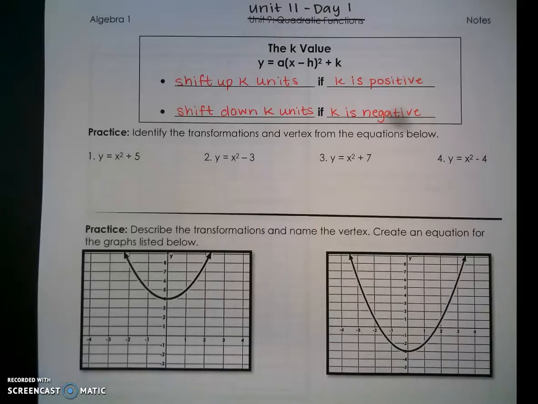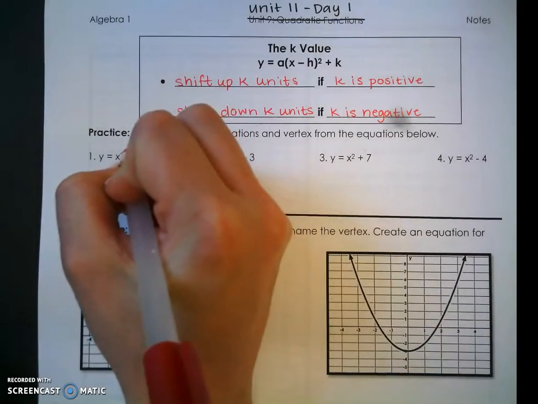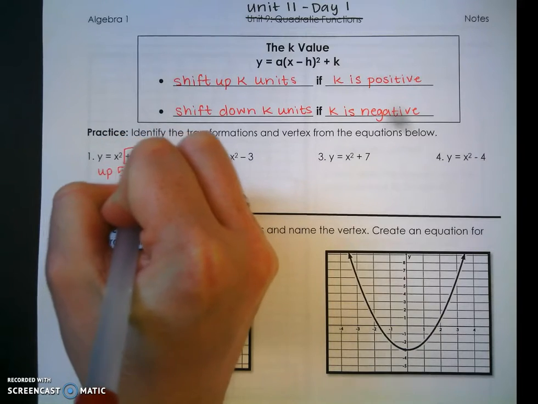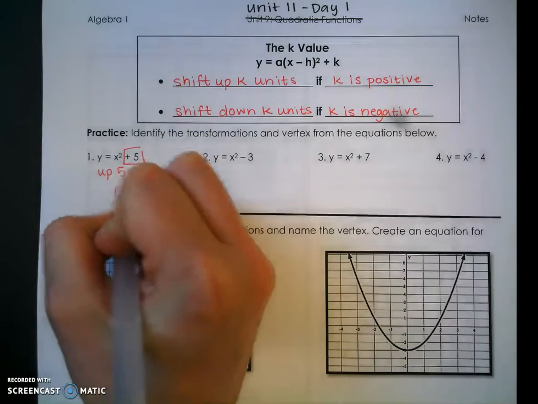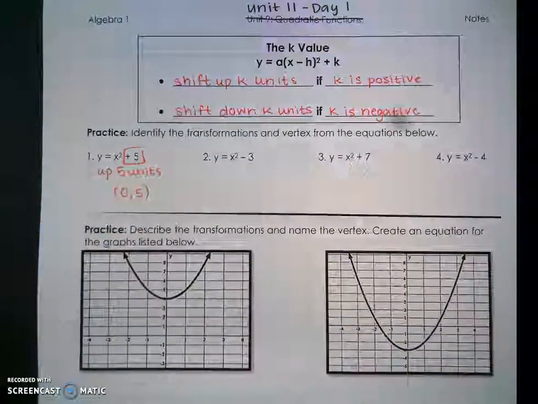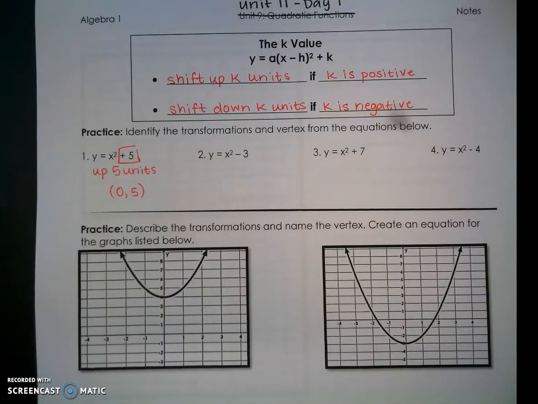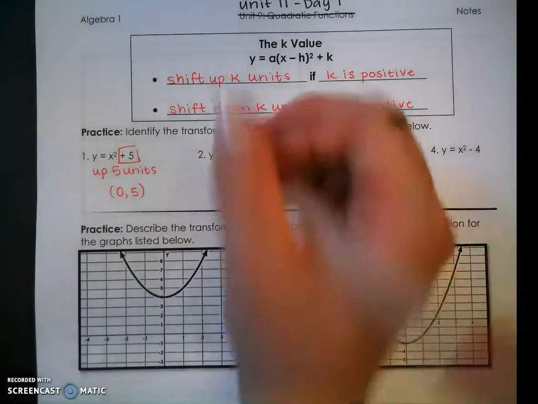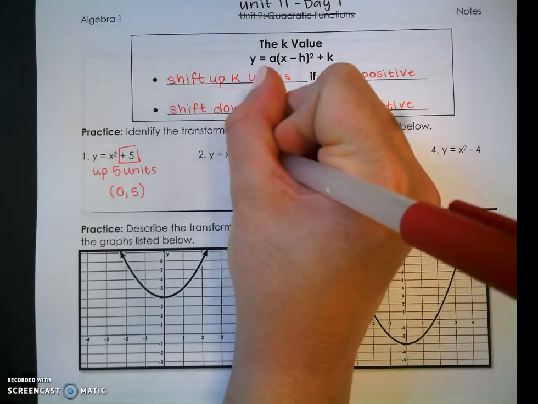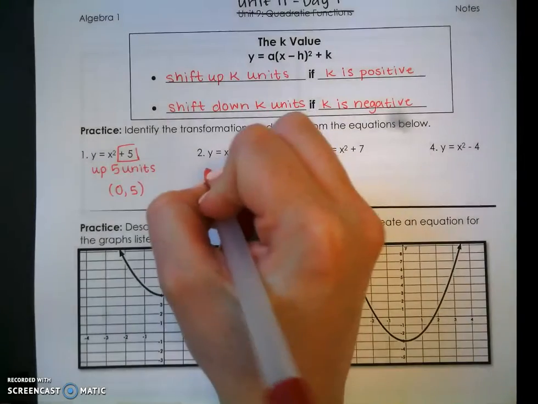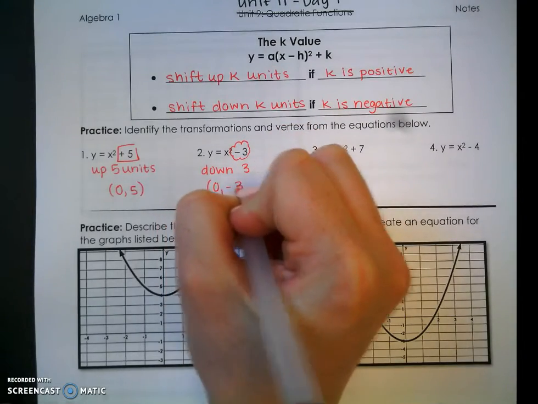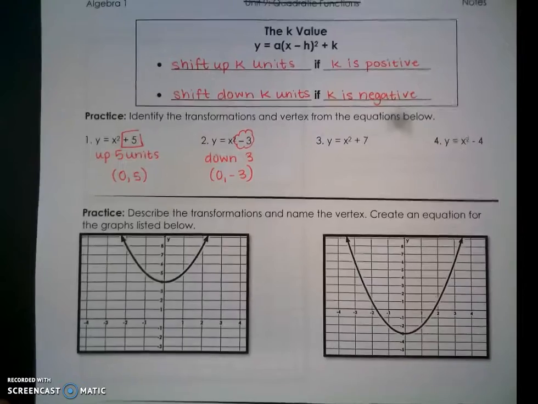For right now, we haven't talked about going left and right, so our x value of the vertex has been 0. So this is my k. It's positive, so that tells me that I'm going up 5 units, which would put my vertex at 0, 5, because our vertex starts at 0, 0 for the parent function, and then it's going up, so it only impacts the y value. Number 2, our k is negative 3, which tells us that we are going down 3. So my vertex is at 0, negative 3.